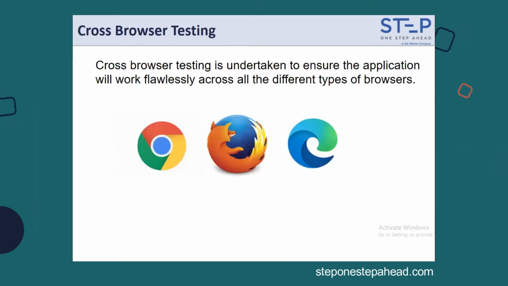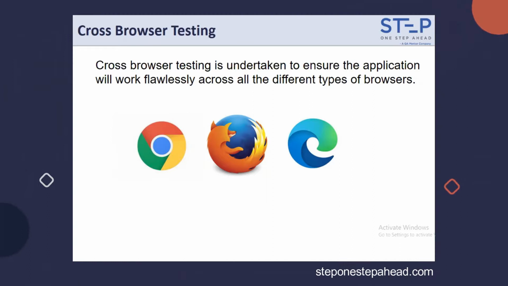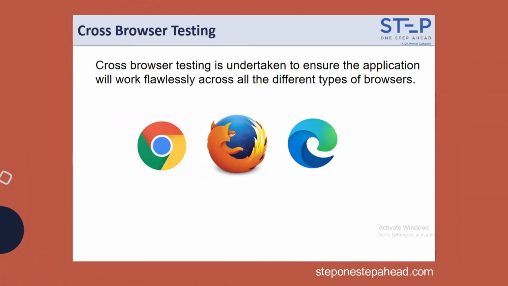So let's see what cross-browser testing is. Cross-browser testing is undertaken to ensure the application will work flawlessly across all the different types of browsers. In common language, if we want to test any use case or process in web automation, we can check in the Chrome browser, Firefox, Edge and others also, Internet Explorer, Safari and so on. We can build the workflow or process using one browser, and if we want to cross-check it with multiple browsers, we can do that in UiPath.